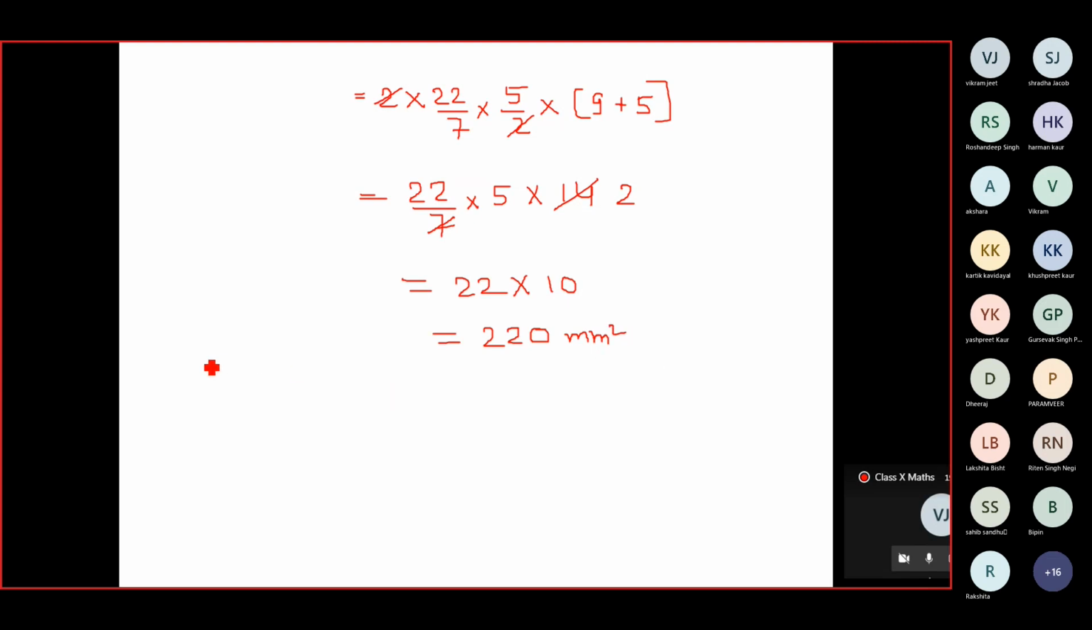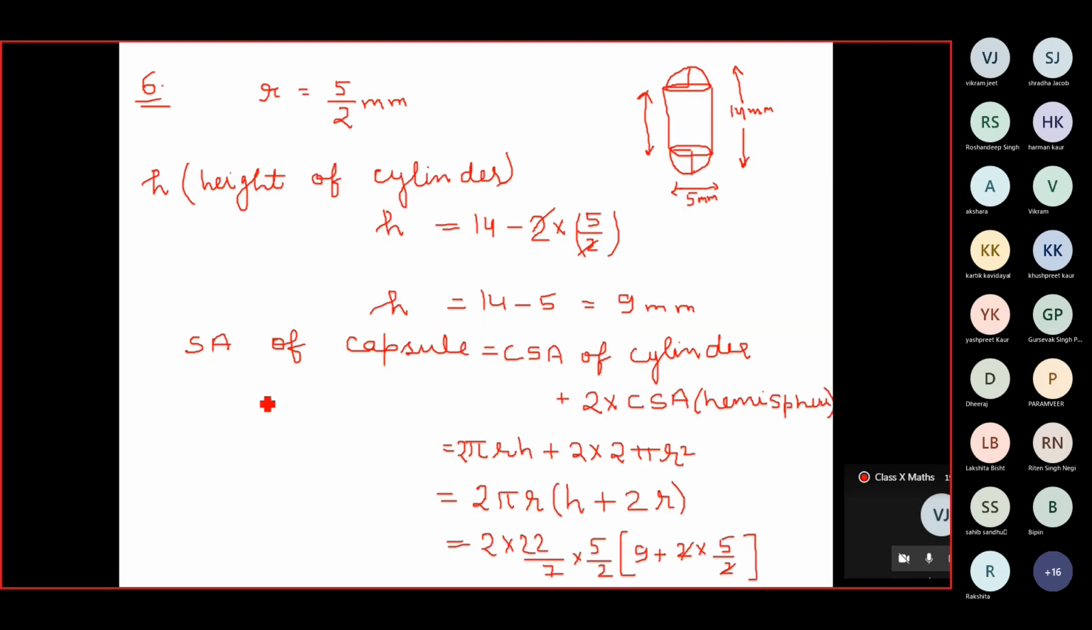Understanding it, everybody? Yes, sir. This has become the surface area of the capsule. Note it down or take the screenshot. Then we'll move to the next one.